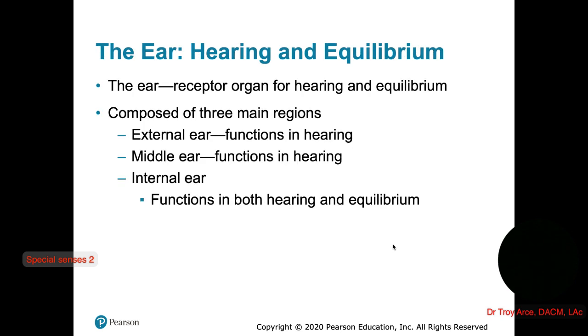And moving on to the ear, we have hearing and equilibrium. You know that the ear is a receptor organ for hearing and equilibrium. And based off your nervous system knowledge, you know that there are going to be some nerves inside. We'll cover those. So remember that the ear is composed of three main regions: the external ear, which functions in hearing; the middle ear functions in hearing as well; and the internal ear has both hearing and your equilibrium.